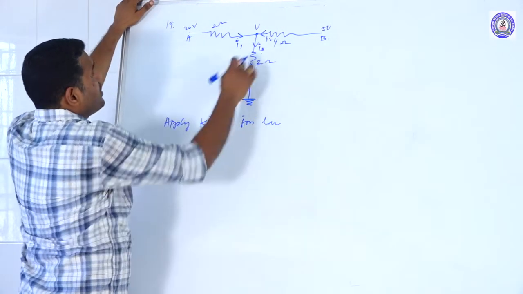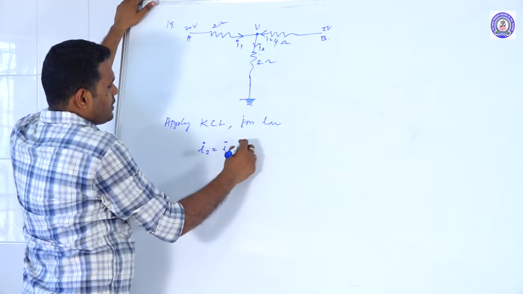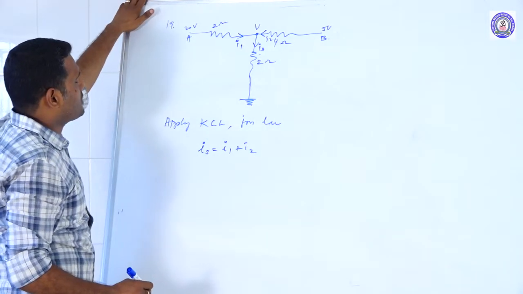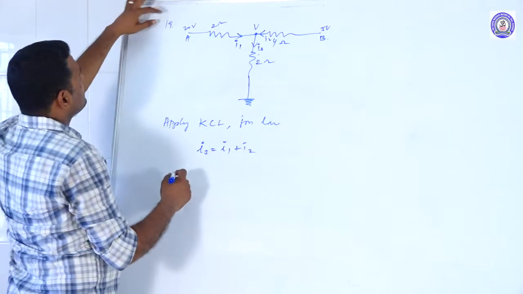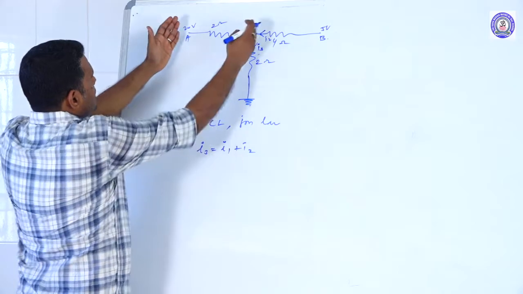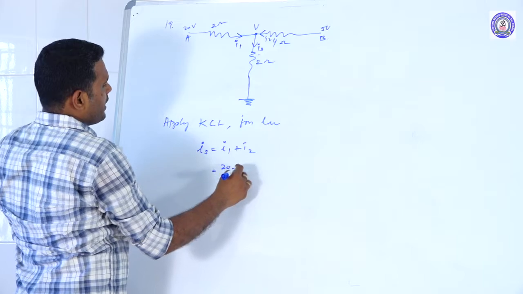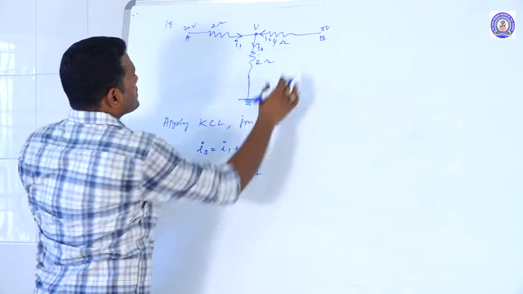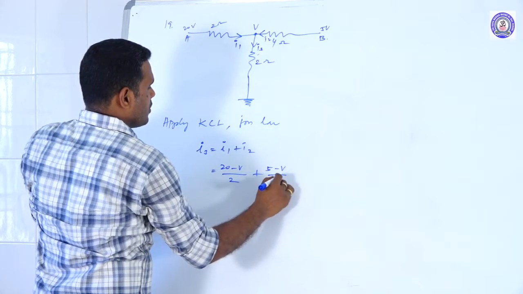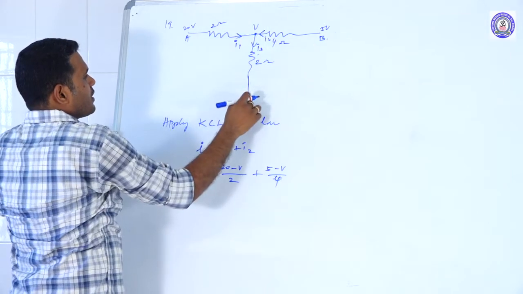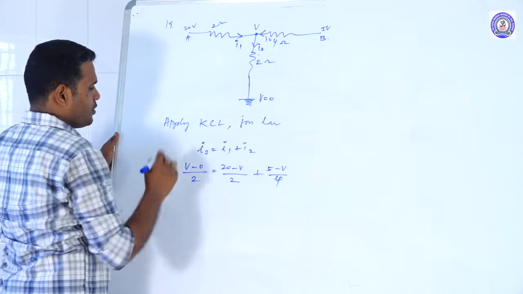What we need is I3. We need to calculate I3. So I can write I3 is I1 plus I2. Current is voltage divided by resistance, potential difference divided by resistance. For this particular resistor 2 ohm, I can write I1 is (20 minus V) divided by 2, plus I2 is (5 minus V) divided by 4. This is equal to (V minus ground, which has 0 potential) so (V minus 0) divided by 2.